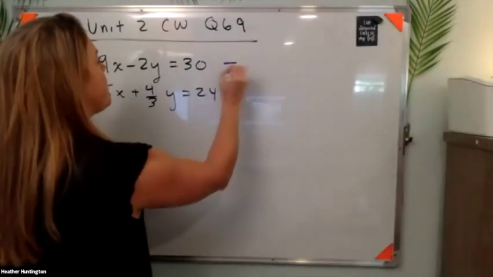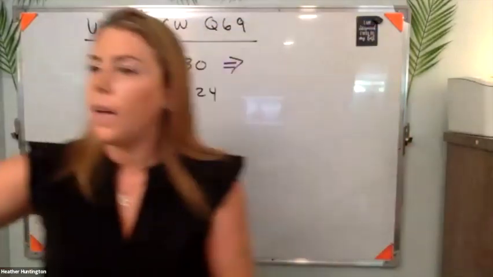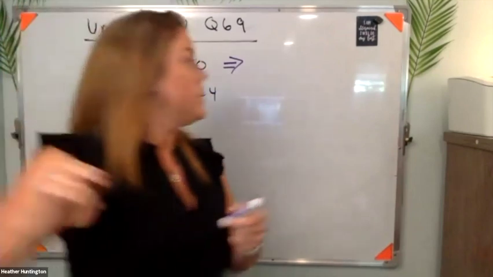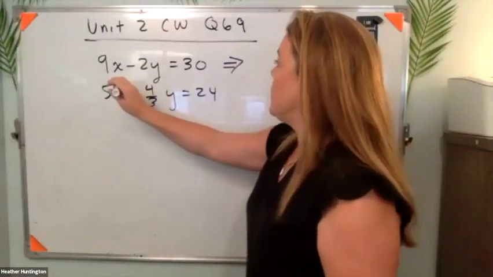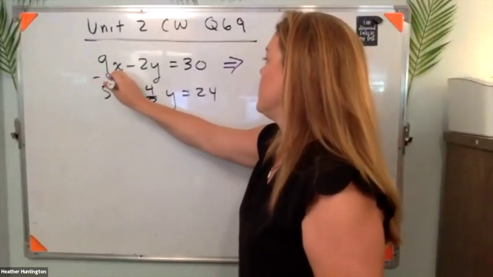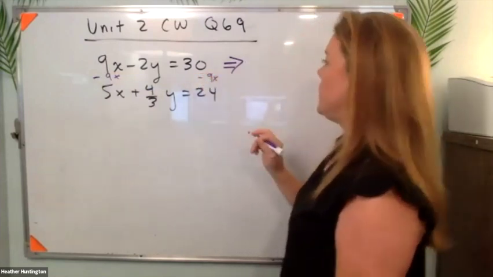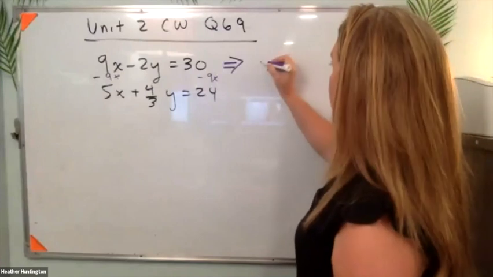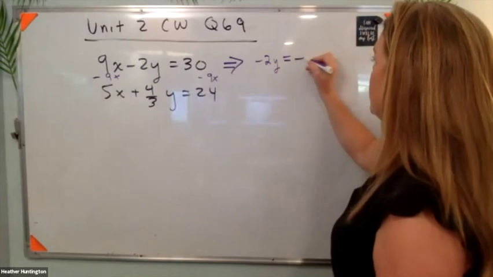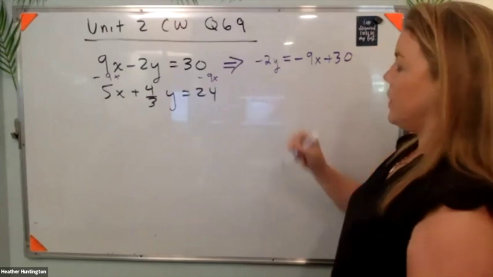By graphing. So let's solve for y. I'm going to do it the way you would do it on a test with your graphing calculator. I'm going to subtract 9x from both sides. I actually think this one is more challenging, but it's good to see it. So now we have negative 2y equals negative 9x plus 30.